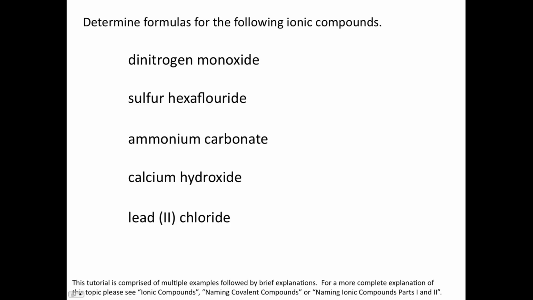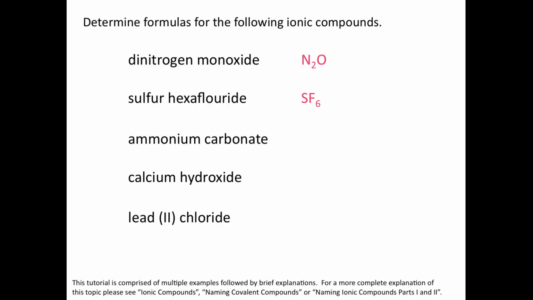Okay, let's do just a few more examples here. Hopefully you're all getting the hang of it. Dinitrogen monoxide, again prefixes, so you're told exactly. This is a covalent compound. N2O. Sulfur hexafluoride, again 2 nonmetals, covalent compound. You see the prefixes in the name. SF6.